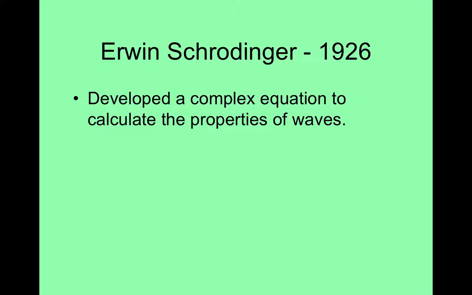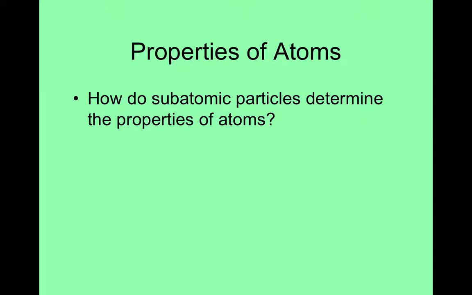So that takes me to Erwin Schrödinger, and in 1926 he developed a complex equation to calculate the properties of waves. And we're going to talk about whether or not matter is a wave or a particle, what that means, and we'll unpack some of what we learned from what these scientists have all done.